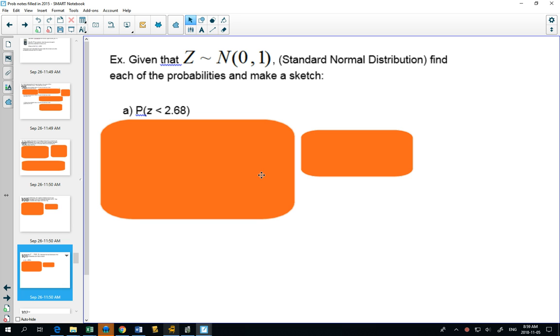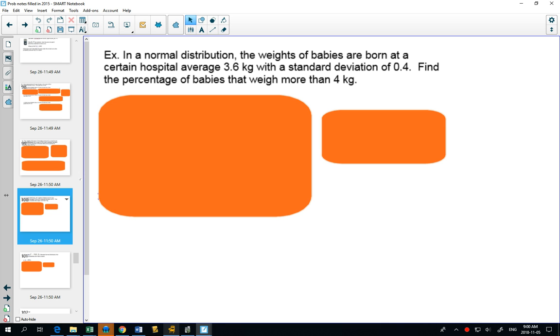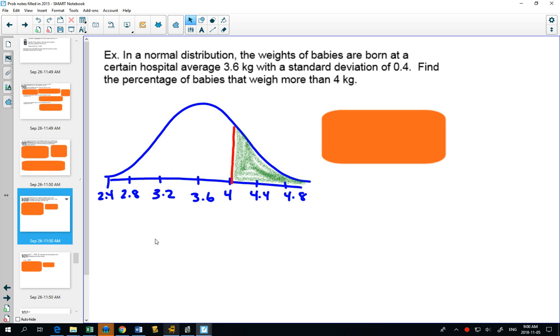And a standard normal distribution deals with z-scores, because z-scores, which we're just reviewing, are how many standard deviations you are above or below the mean. So if we look at our last example, 4 would be 1 standard deviation above the mean. 4 would have a z-score of 1. 4.4 is 2 standard deviations above the mean. It would have a z-score of 2.